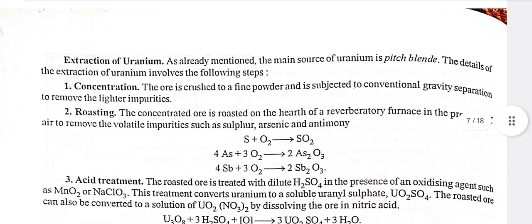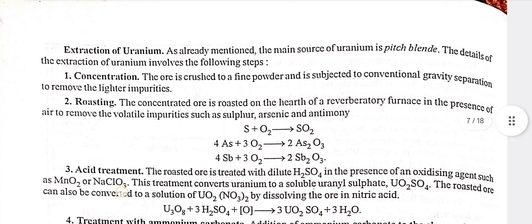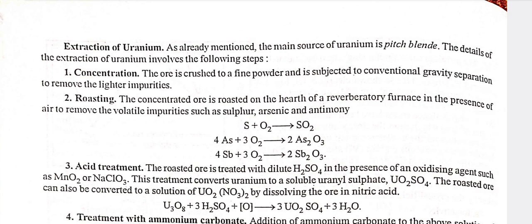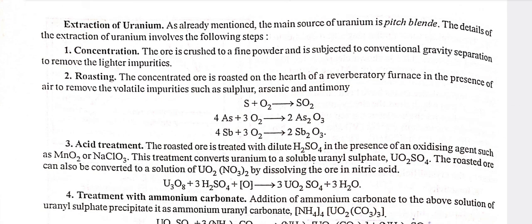Extraction of uranium. As already mentioned, the main source of uranium is pitchblende. The extraction of uranium involves the following steps. Concentration. The ore is crushed to a fine powder and is subjected to conventional gravity separation to remove the lighter impurities. Roasting. The concentrated ore is roasted on the hearth of a reverberatory furnace in the presence of air to remove volatile impurities such as sulfur, arsenic, and antimony. S + O2 gives SO2, 4As + 3O2 gives 2As2O3, 4Sb + 3O2 gives 2Sb2O3.